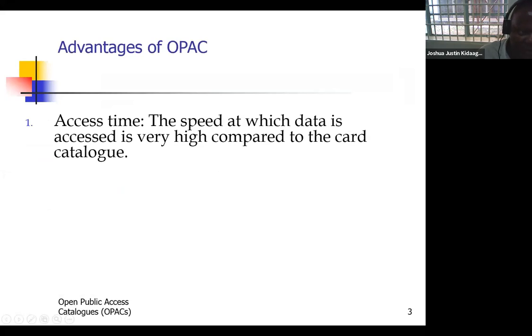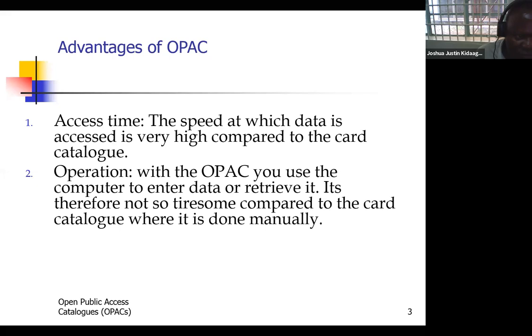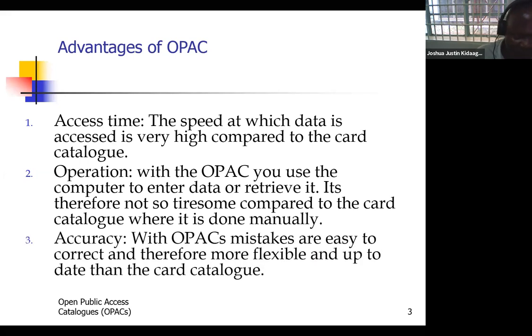advantage. Access time, the speed at which data is accessed is very high compared to the card catalog. That has been demonstrated. Number two is to do with operation. With OPAC, you use the computer to enter data or retrieve it. It is therefore not so tiresome compared to the card catalog, where it is done manually. So the mechanism used to get the details of the books is to do with using a computer. You type whatever you want and you get it, which is an advantage.